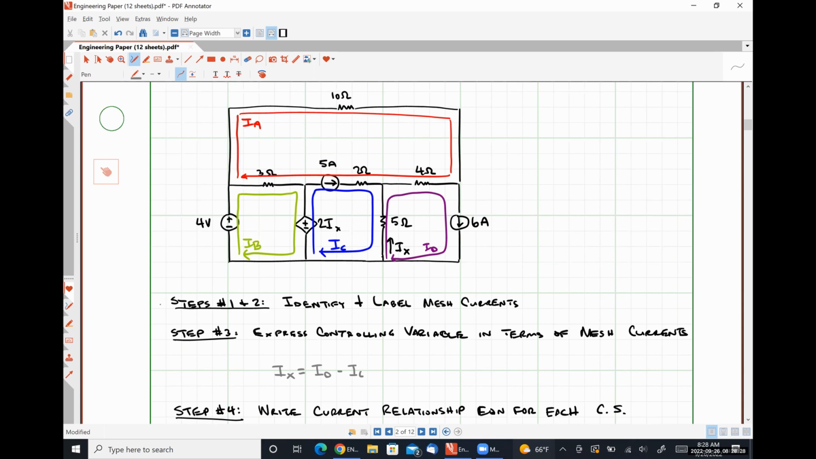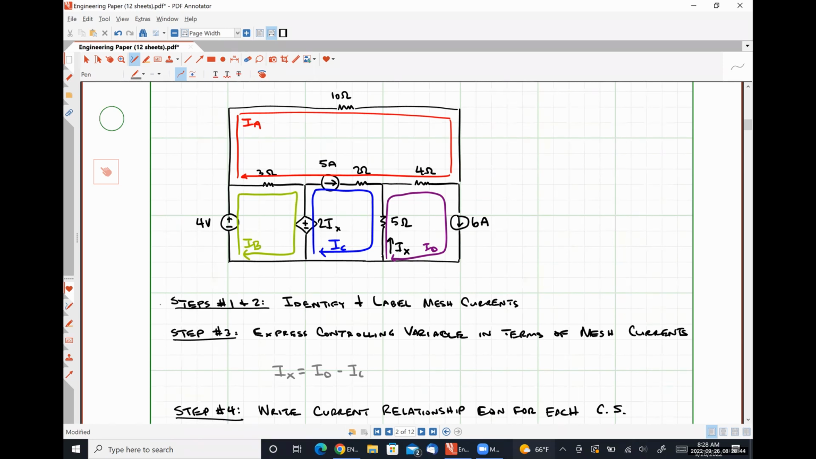So if we wrote a Kirchhoff's voltage law equation for mesh A, through the 10 ohm resistor, everything's fine. Through the 4 ohm resistor, everything's fine. Through the 2 ohm resistor, everything's fine. And then we hit that independent current source.